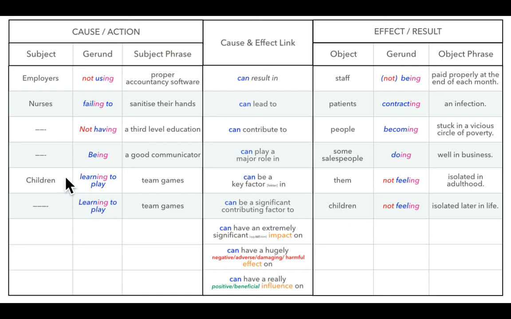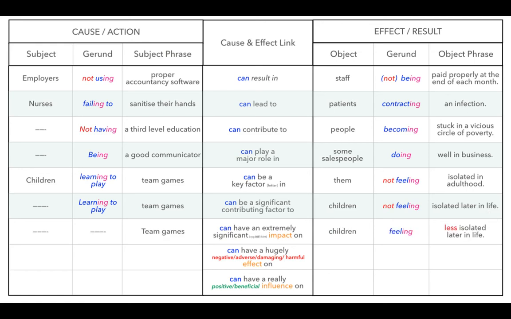So I did it a slightly different way here. I took the children from over here, I didn't need them, and then I put it in here. So they're quite happy to have the subject become the object in the sentence. And here, instead of saying adulthood, I said later in life. I wanted to be flexible.